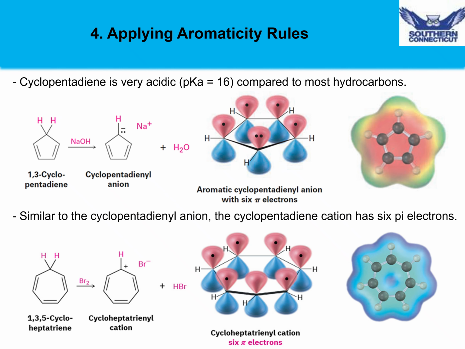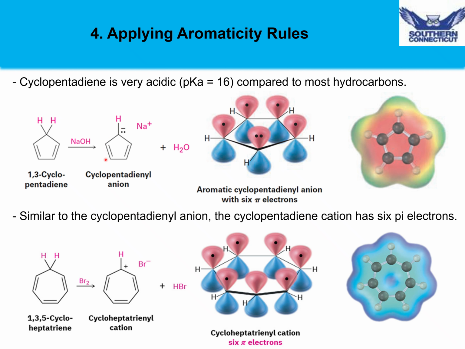Cyclopentadiene is a hydrocarbon, and unlike most hydrocarbons, this is a very acidic compound. Most hydrocarbons have a pKa of somewhere around 60. This compound, however, is highly acidic with a pKa of about 15 or 16. If we add sodium hydroxide, which is a base, it will remove one of these protons, resulting in an anion.